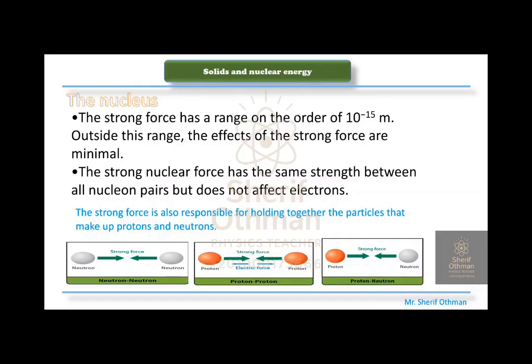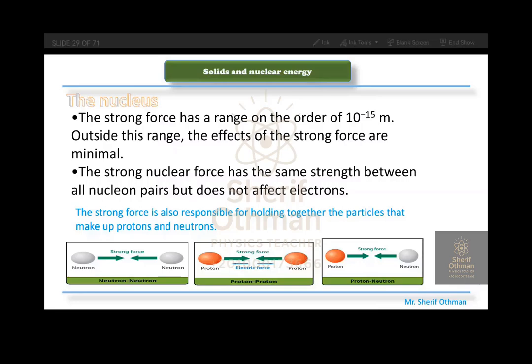The strong nuclear force has the same strength between nucleon pairs but doesn't affect electrons because electrons are outside the nucleus. The strong force is also responsible for holding together the particles that make up protons and neutrons, and we're going to study it by the end of this session, inshallah.